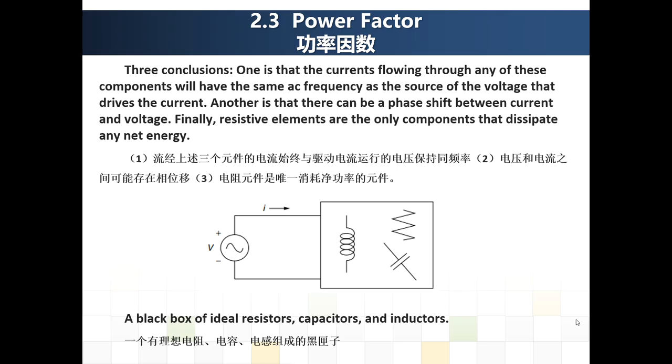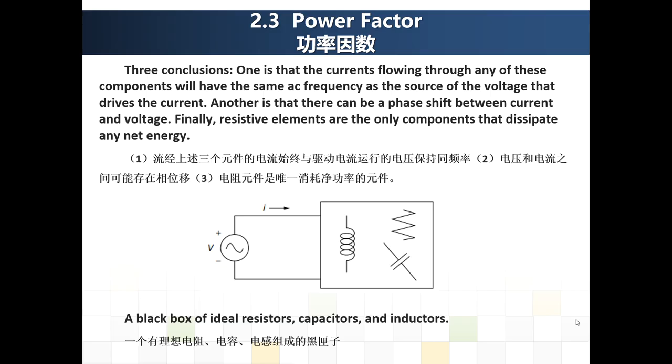The second conclusion is that there can be a phase shift between current and voltage, depending on the combination of resistors, inductance, and capacitance. And finally, the last conclusion is that resistive elements are the only components that dissipate any net energy, because the average power of capacitors and inductance is zero. So the resistive elements are the only elements that dissipate power.